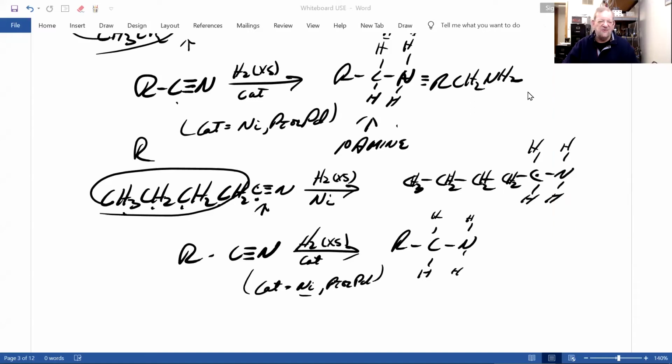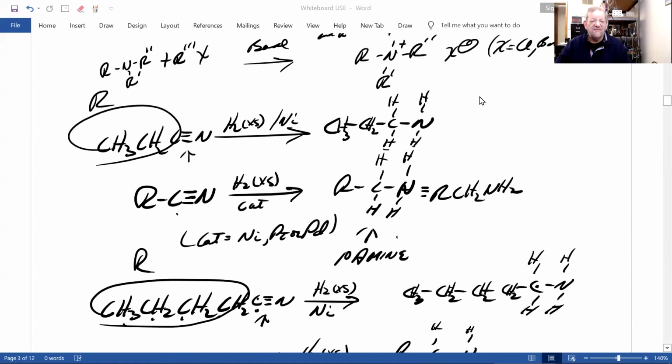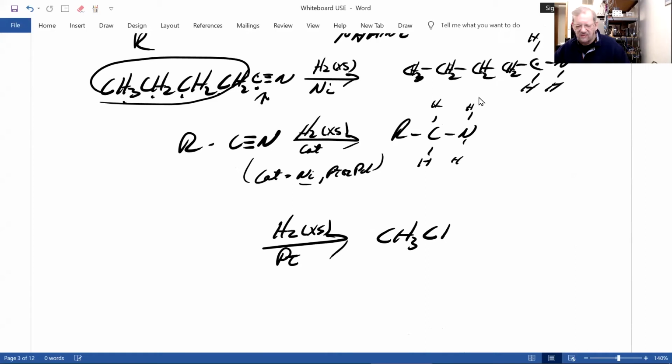All right, let's do one more. On test number 3, what would you react with hydrogen and platinum to make this compound? Your turn.